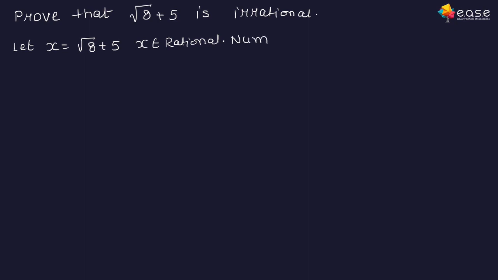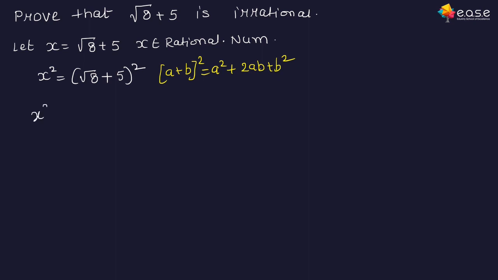Alright. Now you will square both the sides. What will you get? You will get x square is equal to root of 8 plus 5 the whole square. What will you use here? You will use (a plus b) the whole square is equal to a square plus 2ab plus b square. Perfect. So what will you get here? You will get x square is equal to 8 plus 5 2s are 10, and that gives you a 10 root 8, correct? Are you getting it?